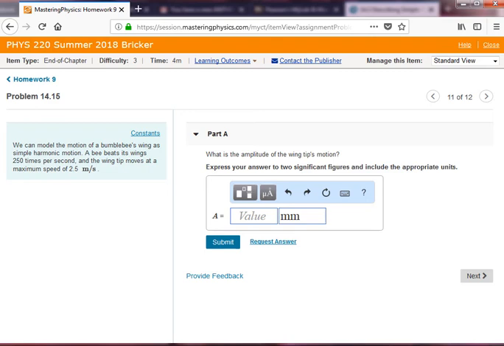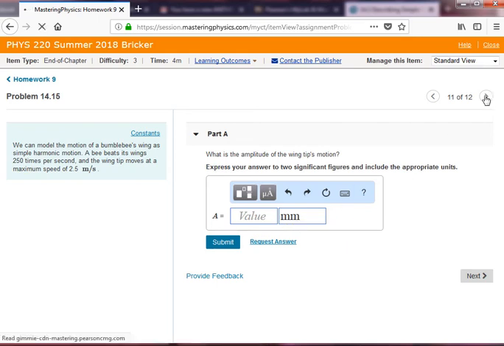And the wingtip moves with a maximum speed of 2.5 meters per second. So you know the maximum speed and you know the frequency, and what we want to figure out here is the amplitude. It's really similar to part D from the last problem. You can get the amplitude from the maximum speed formula. Just be careful, we want it in millimeters here.